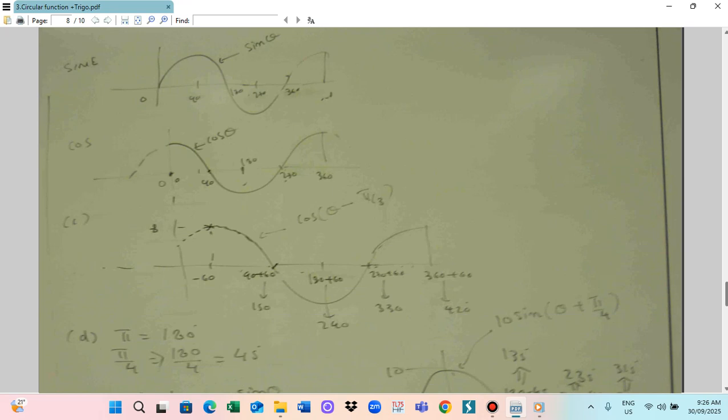This is the cos theta graph. The other one is the sine theta graph. The sine theta graph and the cos theta graph we can plot like this. Now what we want is cos theta minus 60.